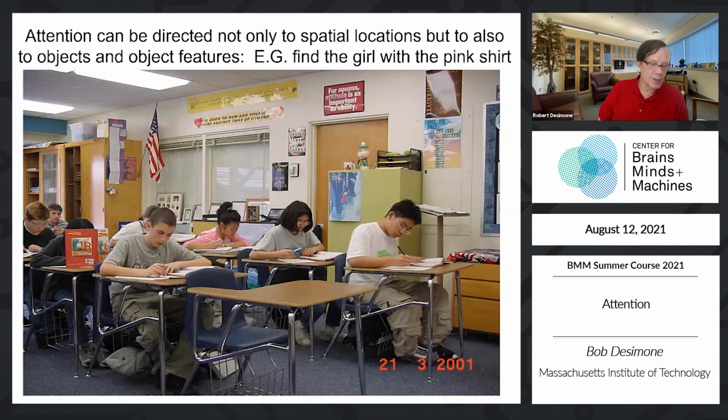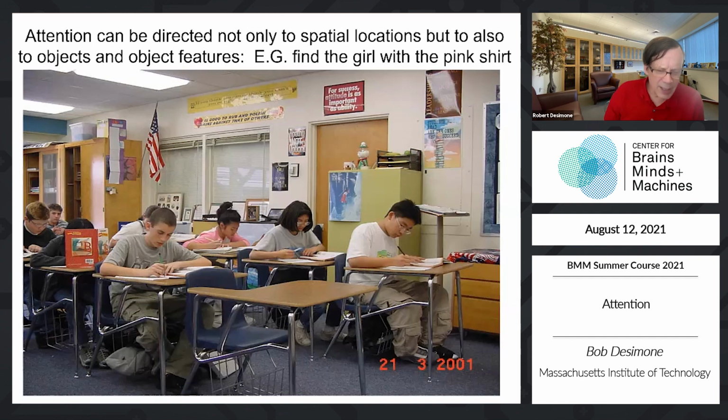And you must have used your knowledge of what girls in pink shirts look like to guide your attention so quickly to the right object in the scene. You did not scan it pixel by pixel until it came across the object I mentioned.